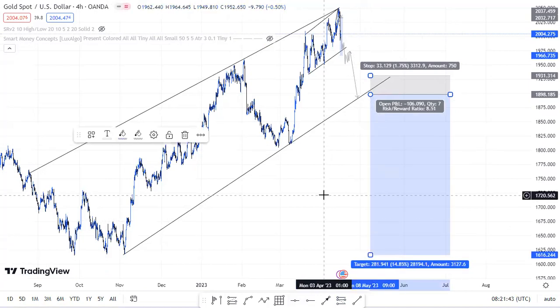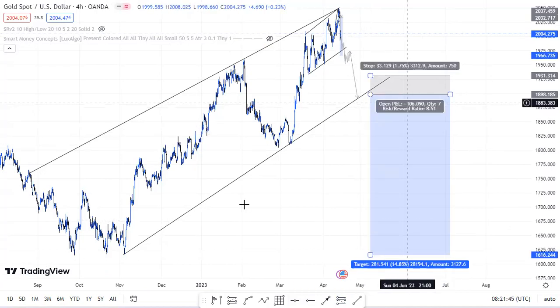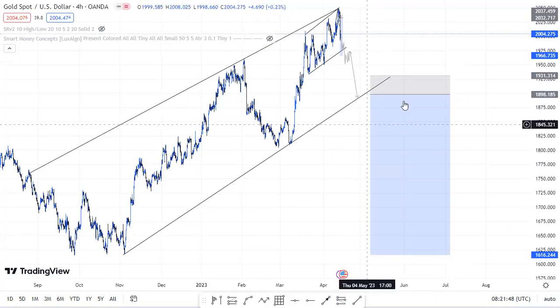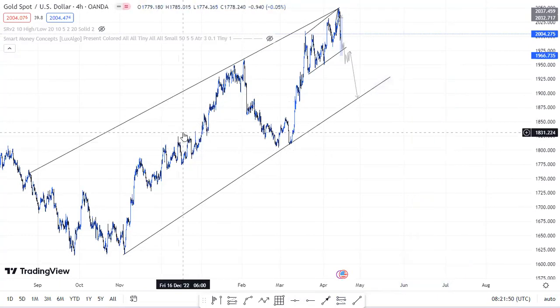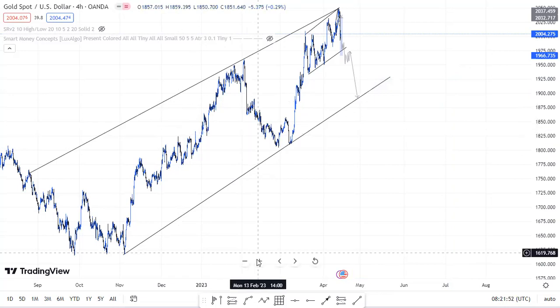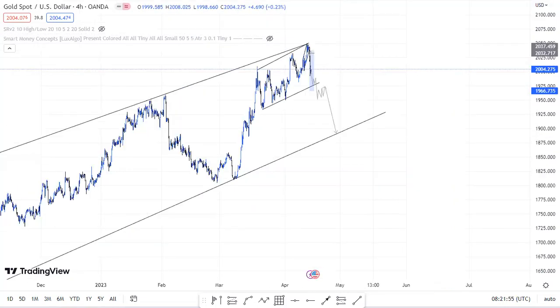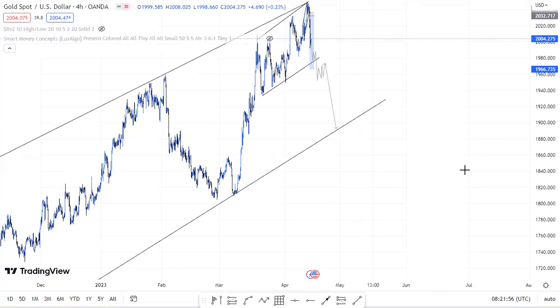Okay, so this is a long-term trade, not scalping. It's actually a swing trade, but you can also scalp on a smaller time frame as long as you know the direction of the market. So that's it for gold, guys. This is what I'll be looking at in gold.